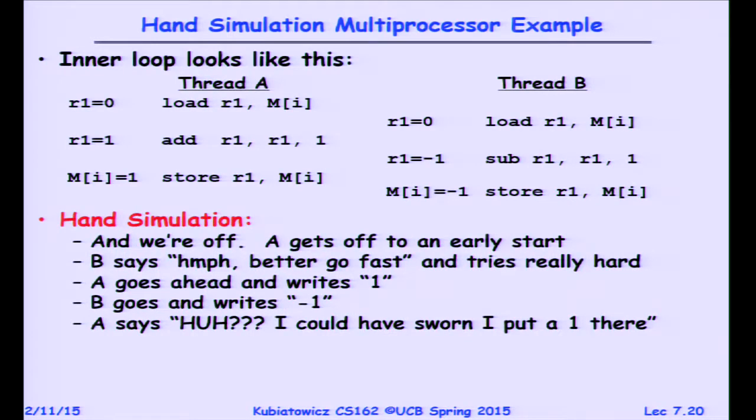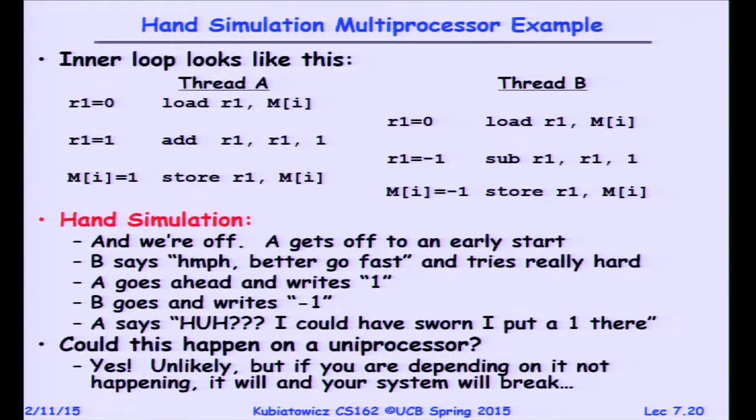Okay. So we're watching this and we're off. B says better go fast. A goes ahead, writes 1. B goes ahead and writes -1. A says what? I could have sworn I put a 1 there, and we ended up with -1. Right. So this is a good example where this is just bad code.